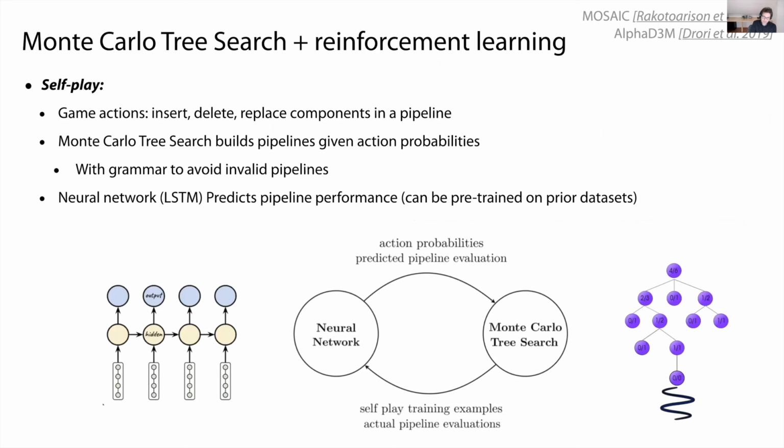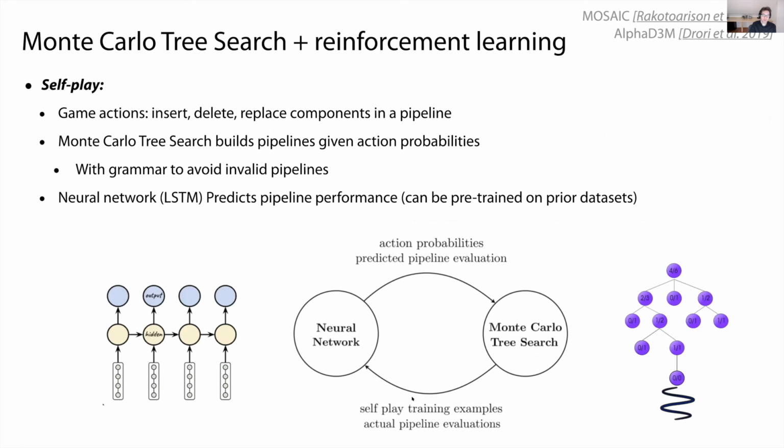Okay, another interesting technique you can use here is Monte Carlo tree search and reinforcement learning. This is a method called AlphaD3M. There's also one called Mosaic. And this operates through self-play. In this case, you have a Monte Carlo tree search which generates pipelines. So this doesn't work for architectures, but it works for pipelines. Every path in this tree here is a pipeline.